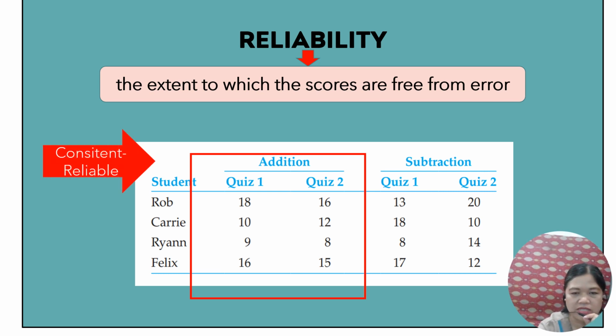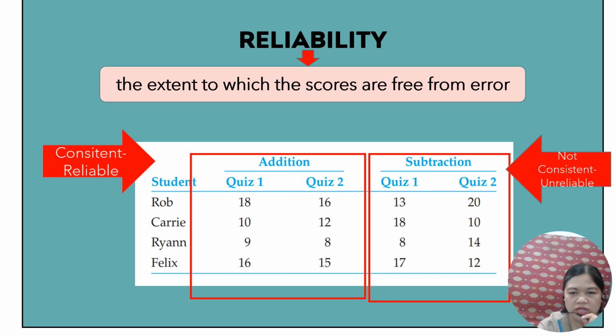Yung reliable yung test ni Teacher A. So sa subtraction, kung titingnan naman natin, ang laki ng discrepancy doon sa quiz 2, which is 20, 10, 14, 12. Ang laki. So that would make Teacher A's test unreliable.